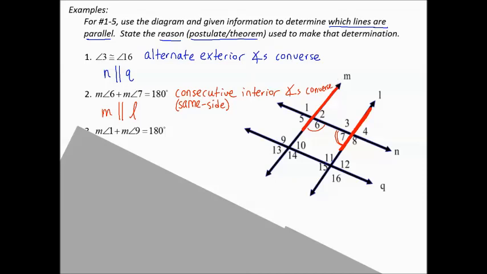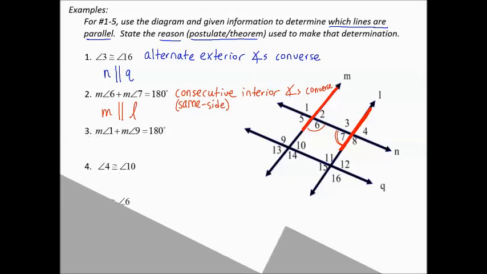Let's take a look at number 3. Again, you may want to erase what we did before or get a different color pencil or highlighter out. Number 3, the measure of angle 1 plus the measure of angle 9 equals 180 degrees. So the measure of angle 1, here's angle 1, and the measure of angle 9, here's angle 9. Let's first determine what kind of angles these are.